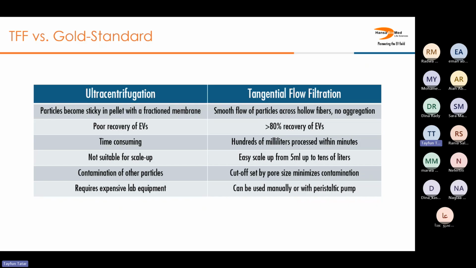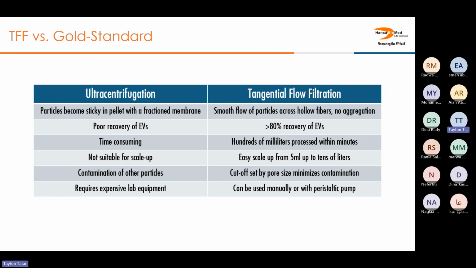Ultracentrifugation, since it does not have a strict threshold of particles from any physical-chemical characteristics, comes with contamination of particles, whereas in tangential flow filtration, there is a strict cutoff set by the pore size. This can be 50 nanometer, this can be 200 nanometer, or 5 nanometer, depending on your application. And this sharp cutoff minimizes the contamination.